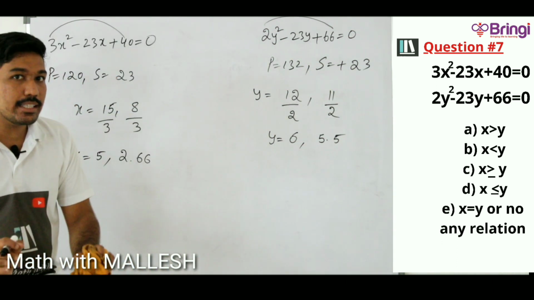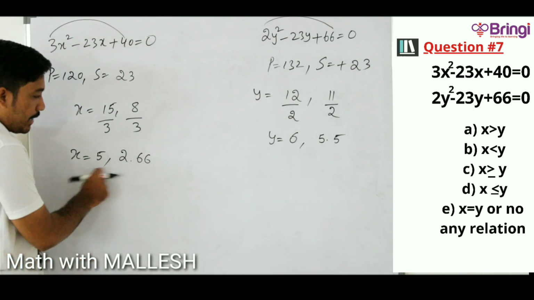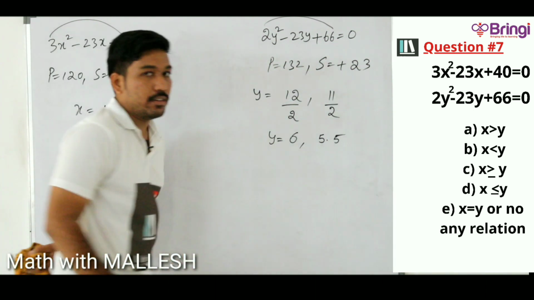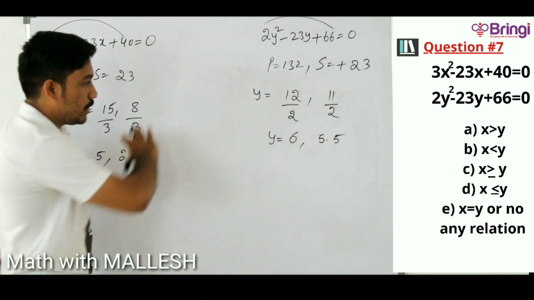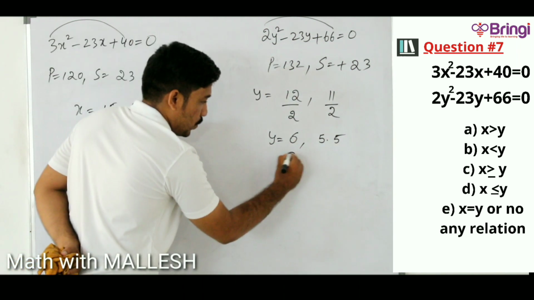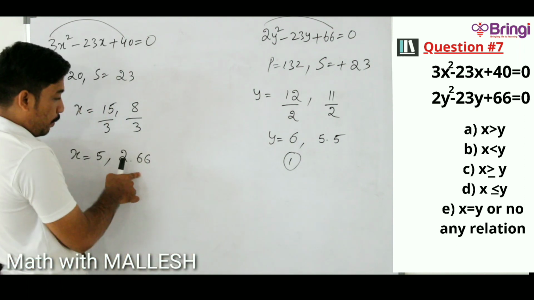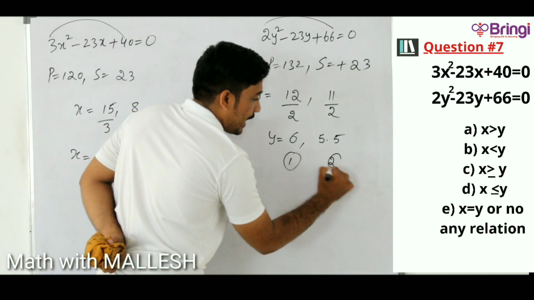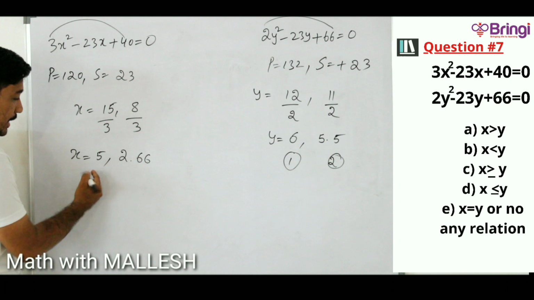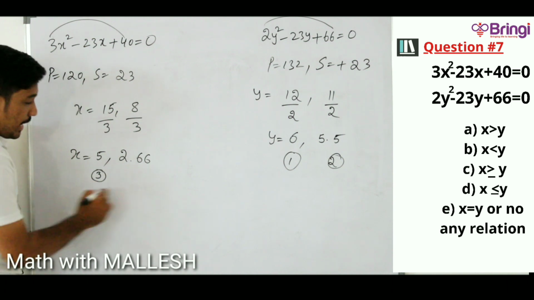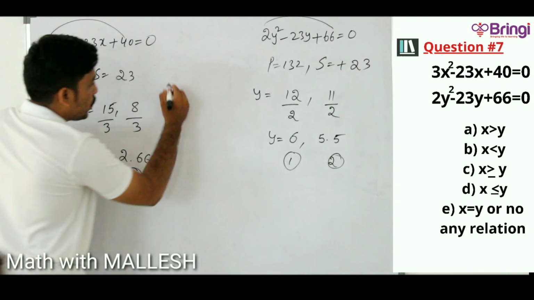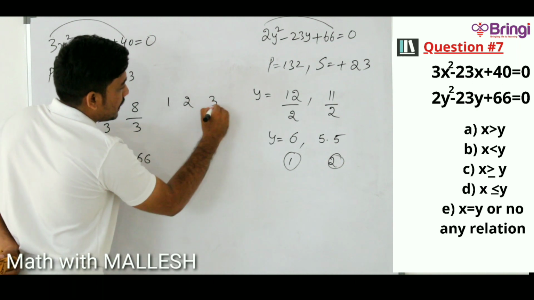Now what is the remaining thing? We have to give rankings. 5, 2.66, 6, 5.5. In this, what is the big value? 6 is the big value, so give it rank 1, and 5 gets rank 2, next 3, and this is 4. So 1, 2, 3, 4.